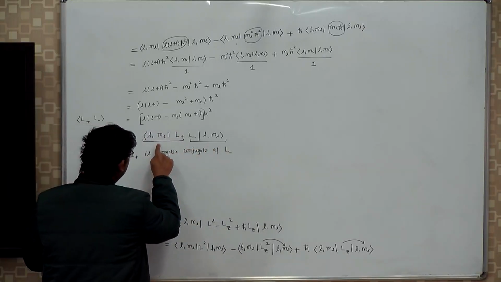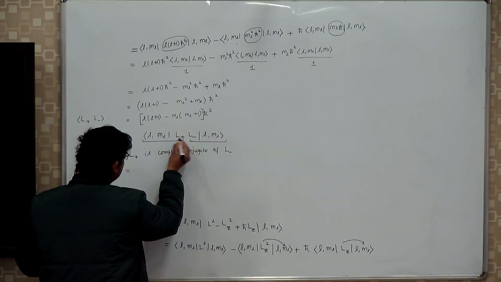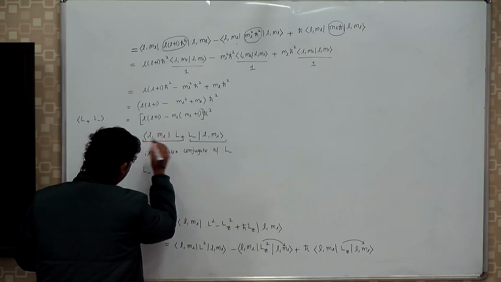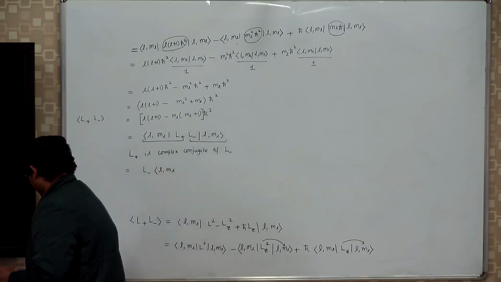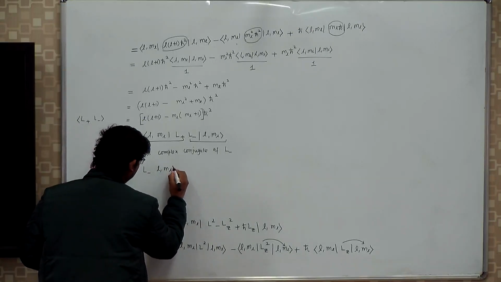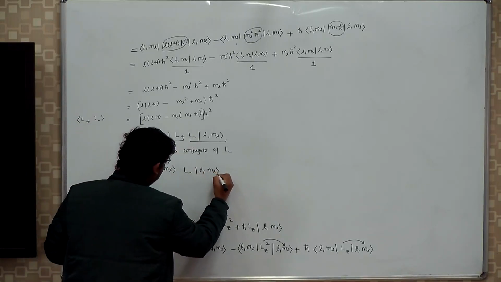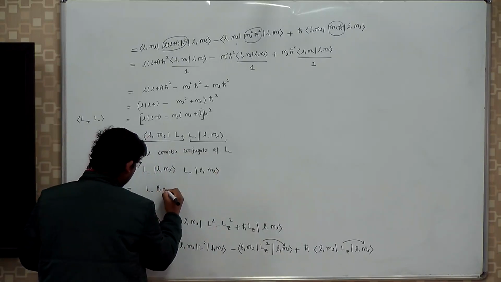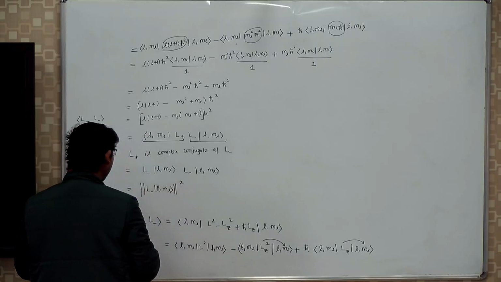Then if you are writing the bra vector in the form of ket, then L plus is the complex conjugate of L minus. So this bra will be written as ket L comma m L, then again L minus L comma m L. This can be further written as the determinant square of L minus L comma m L.